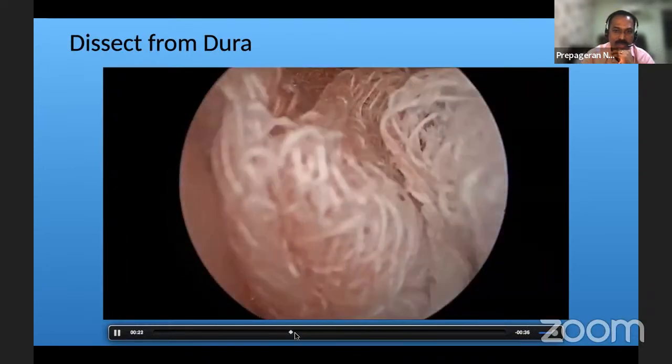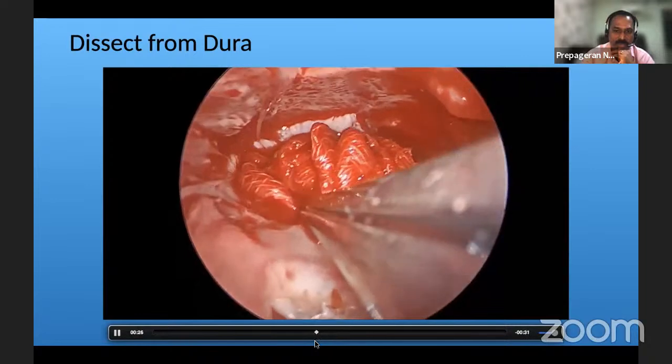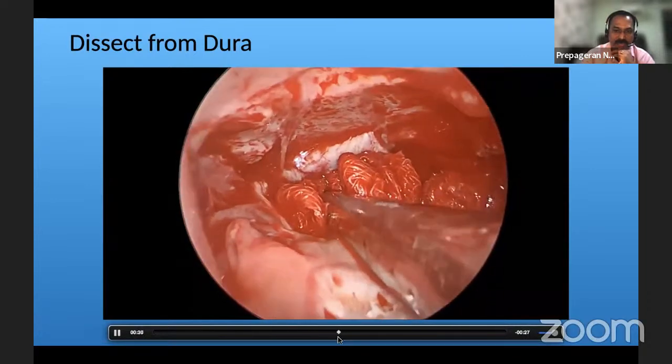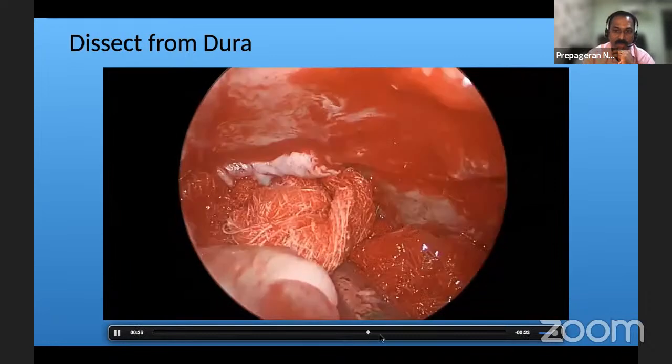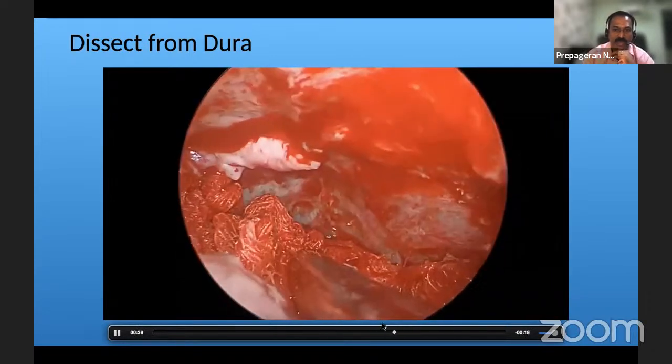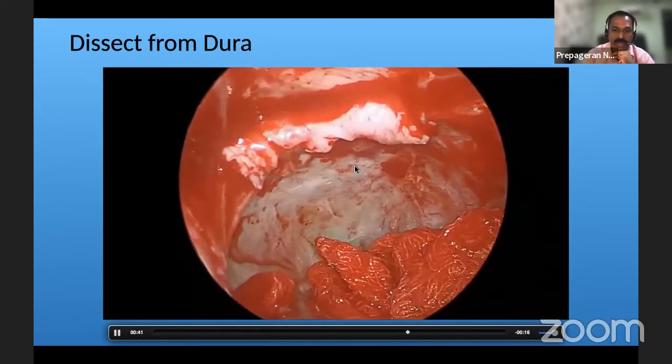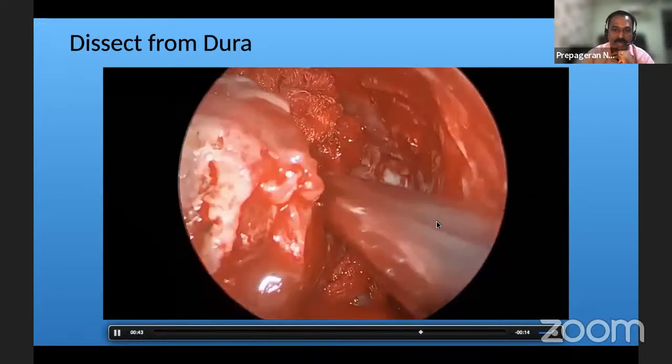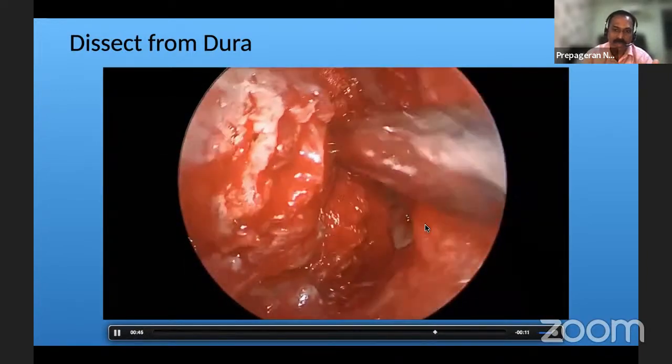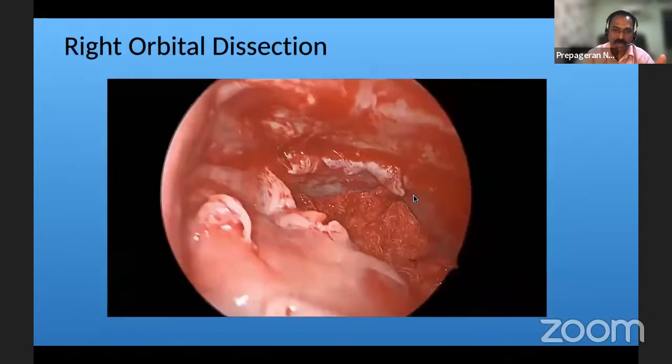So all this, you can see, went quite well using a ribbon gauze. Dura is being identified. That's dura coming into view. And we're going to now dissect the tumor from the dura. As you can see, that's the orbit on this side. And the tumor is being dissected from the dura very nicely, as you can see, with hardly any bleeding, simply because I embolized 1 day before.